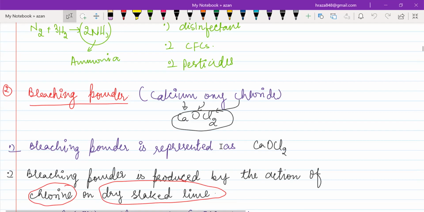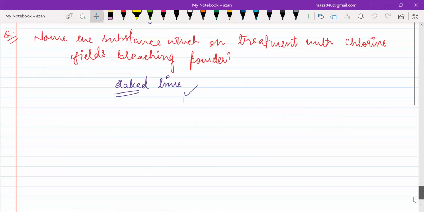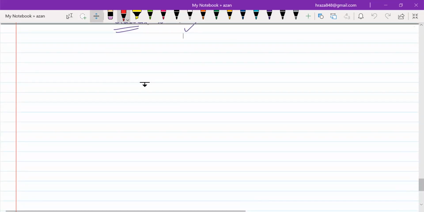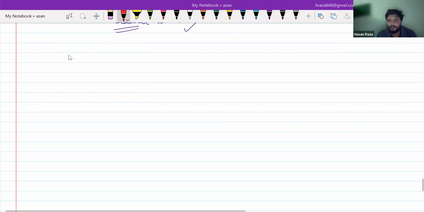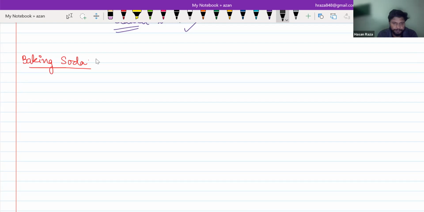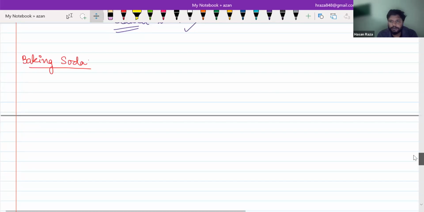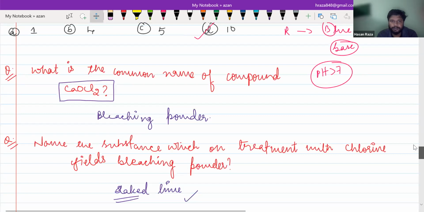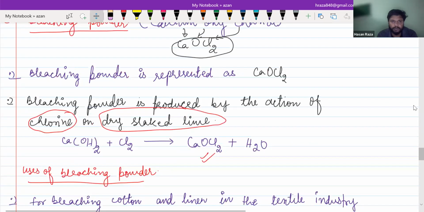It's connected. So now we are going to start a new salt, the family of salt. We are studying the family of salt. The new salt is basically baking soda. Now, when we talk about baking soda, I'm going to first prepare it and then write the uses of baking soda. As you know, I have already written its common name as well as its chemical formula.